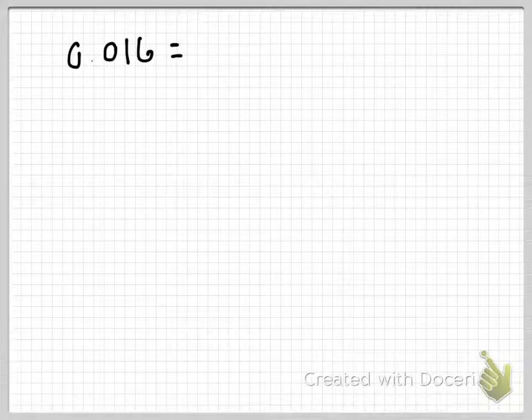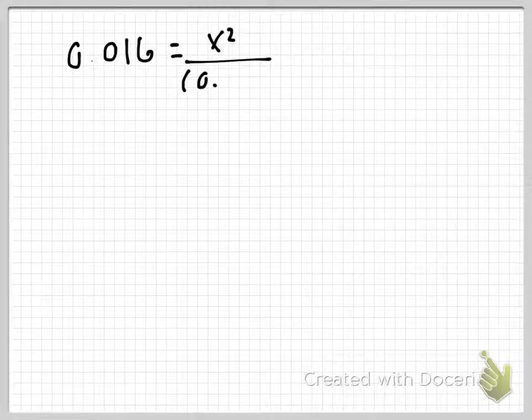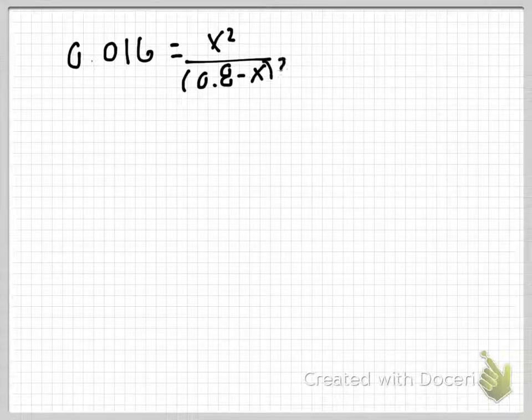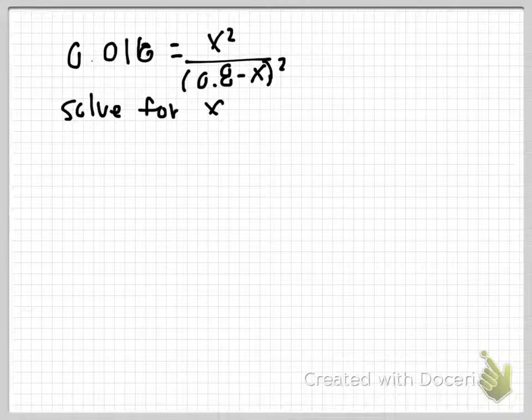So let's once again write down our K expression. So again we have 0.016 equals x squared over 0.8 minus x, all squared. Solve for x. This takes a little bit of algebra to get it in a form we can deal with.